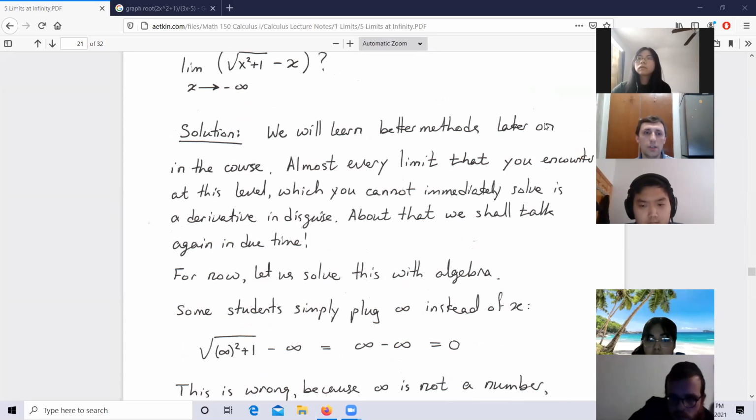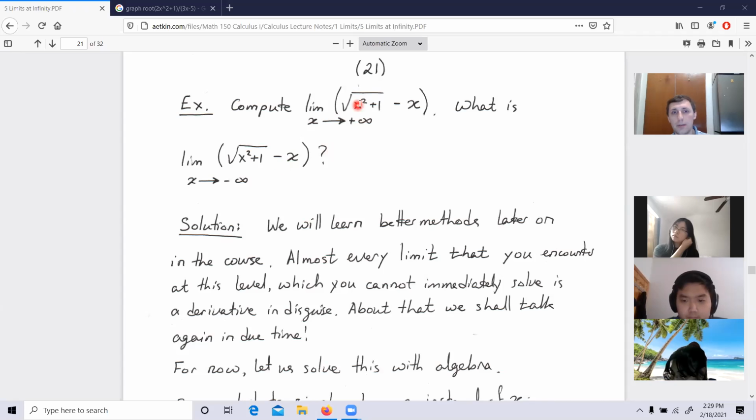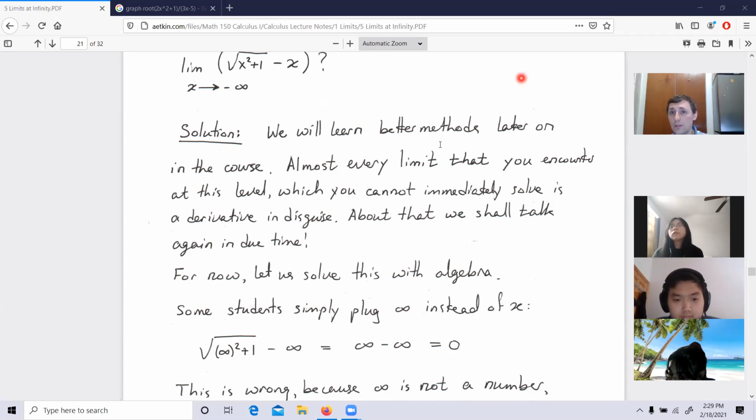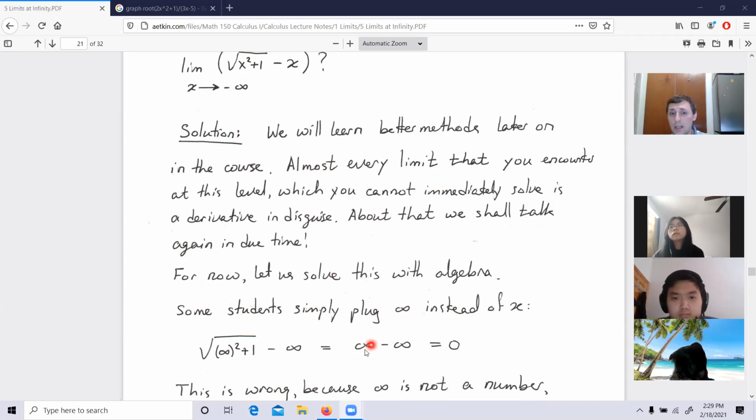If you did something like this, you say, well, I'm plugging a very large number instead of x. So x squared plus 1 is a large number, take the root of it, it's a large number. So large number minus large number is 0, or infinity minus infinity is 0. Exactly, it's not a number. This just means I have a large number minus another large number, but it doesn't tell you how those large numbers compare to each other.